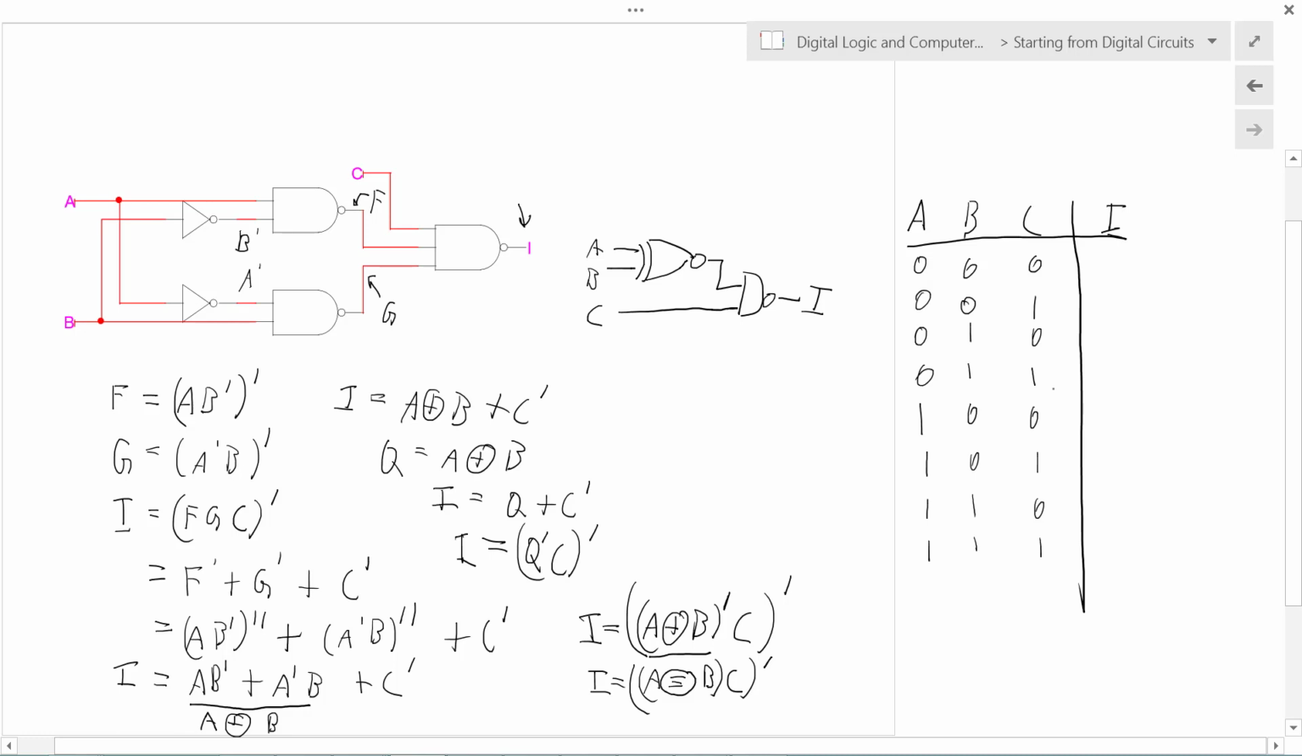So if A and B are the same, and C is equal to 1, then I equals 0. So A and B are the same here, and C is equal to 1. So I is equal to 0. A and B are the same here, and C is equal to 0 here, or equal to 1 here. So we have a 0 here.